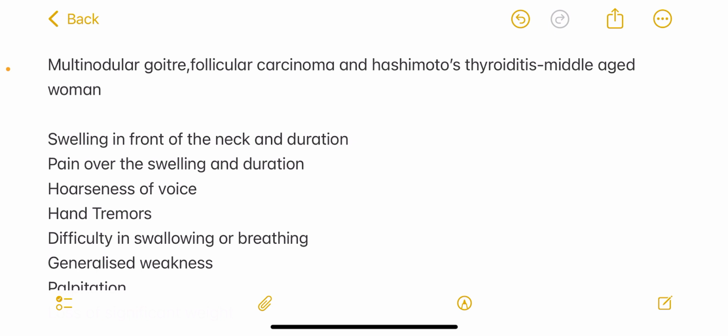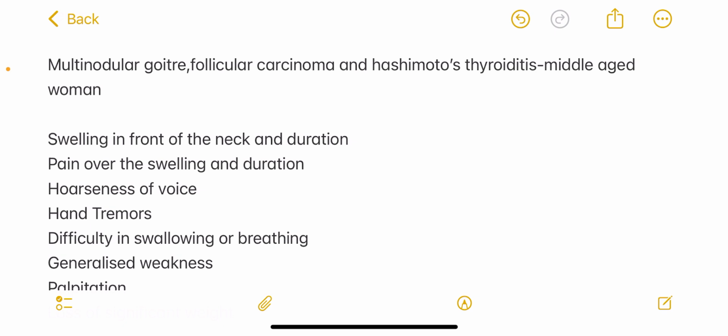Hoarseness of voice is mainly because of the compression of the recurrent laryngeal nerve. Many times students answer that it is because of the infiltration of the recurrent laryngeal nerve. No, that is wrong, because that is very rare. The most common cause of hoarseness of voice is the pressure symptoms.